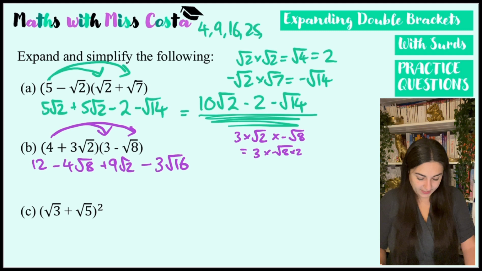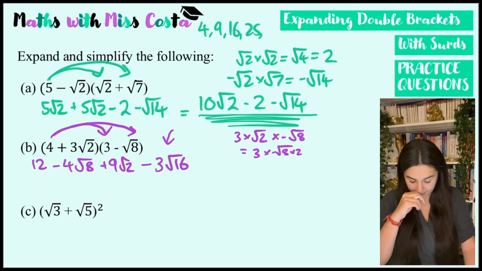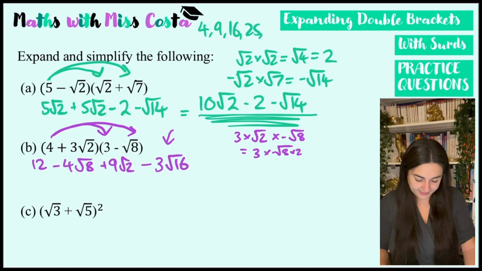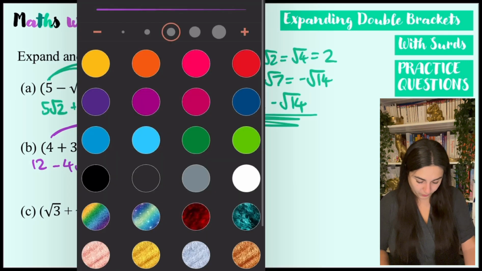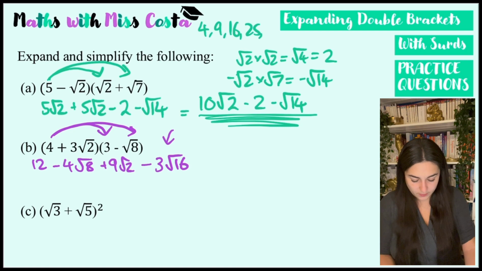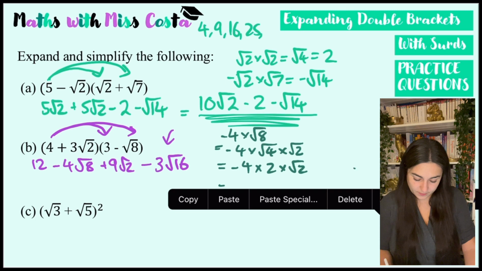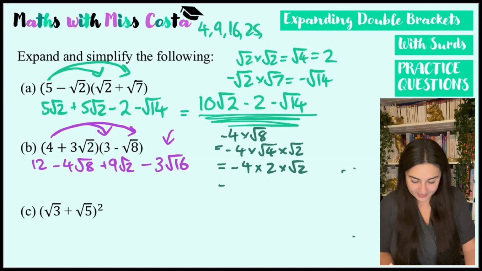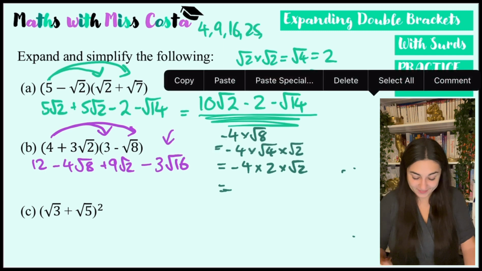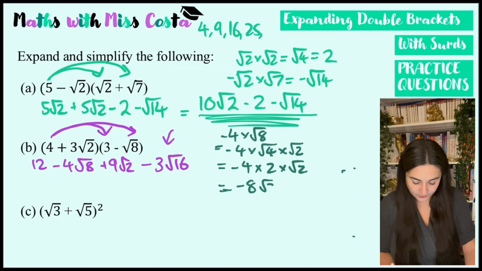So let's see what's going on here. Well, I know I could break that down as 3 times 4, because root 16 is 4. And so all I have to do is look at how I'd break down root 8. So minus 4 times by root 8 is the same as minus 4 times by root 4 times by root 2, because 4 times 2 makes 8, which is the same as negative 4 times by 2 times by root 2, which is minus 8 root 2.